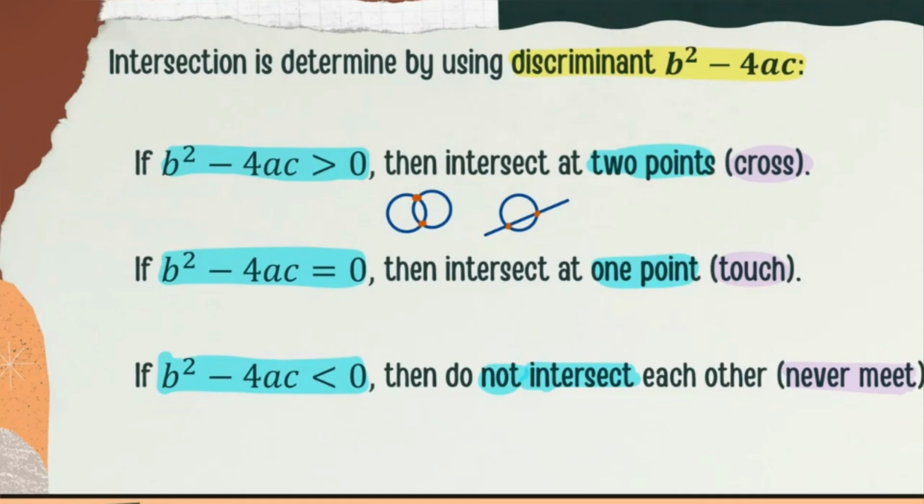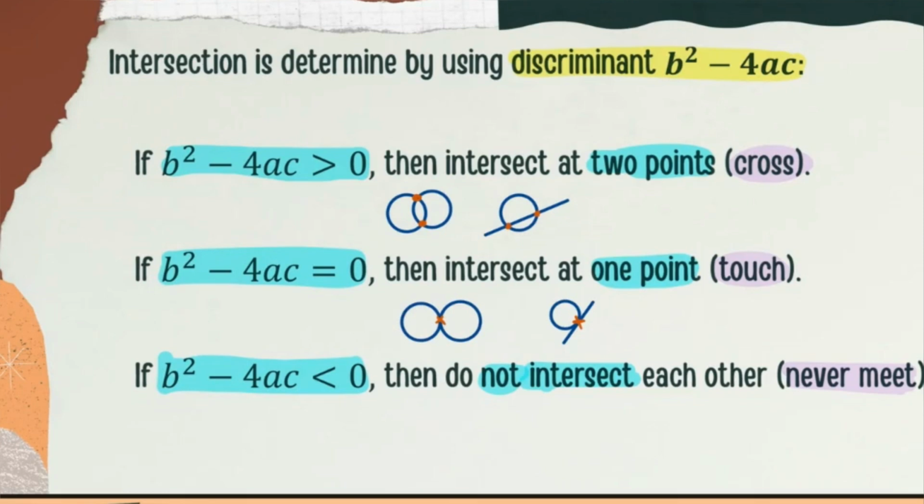Okay, kalau dia b square minus 4ac equals to 0, so dia touch. So touch ni macam contoh dekat first lesson kita. So kat sini nampak tak dia touch each other there. Ataupun kalau antara line dengan circle, kat sinilah contohnya. Okay, sometimes soalan kata tangent. Tangent pun adalah contoh circle kita touch the line. So dia adalah intersection 1 point sahaja.